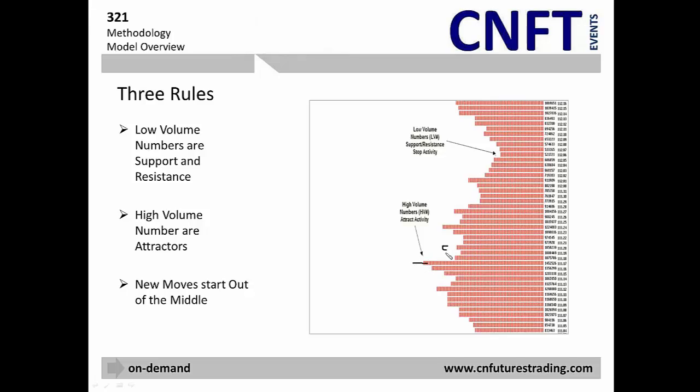Now, why does a new move start out of the middle? There are no sellers, there are no buyers. There are buyers that need to get long, they're hoping to buy down here. There are sellers that hope to get short, they're hoping to sell up here. Then the market, with large commercial orders, starts to move. The buyers will chase the market up. Those that were short from up here will have protective stops, which adds to the buying, and that's what propels the market up to retest resistance.